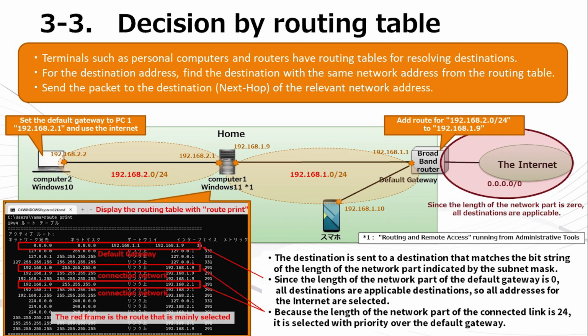The destination must be a terminal in the same network that you are connected to, and may be the destination or a relay router. It is called next hop because it is the next destination. Since the default gateway is set with the length of the network part set to 0, all destinations are applicable, that is, all addresses for the internet are applicable. All are applicable, so all unknown destinations are sent to the default gateway. Then, if the terminals on the same link, that is, PC1 to PC2, communicate, it is not via the default gateway. Subnet masks, that is, the one with the longer network part, are preferred.